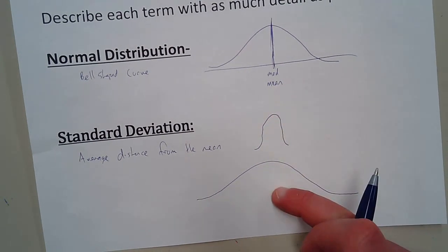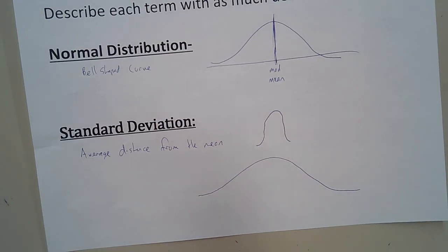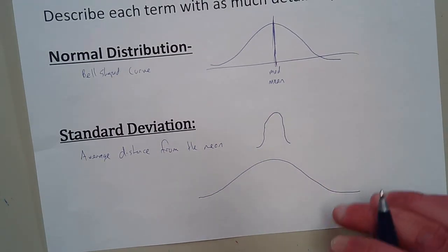So small standard deviation, large standard deviation just causes more spread to the data as the standard deviation gets bigger. So we're going to use both these when we get talking about notes today.